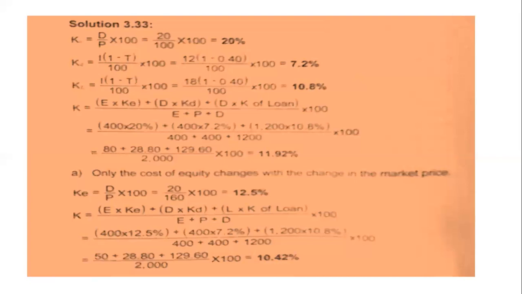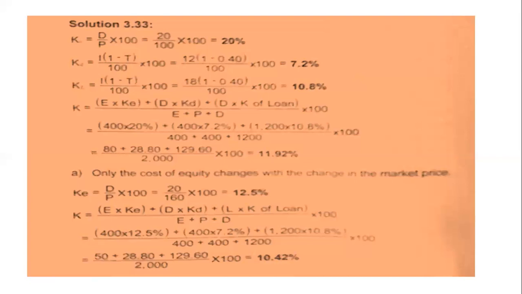And similarly, cost of loan, the same formula will apply. We have to apply I into 1 minus T, the same rate of tax. So I here in the case of term loans is 18%. So 18 would be the I value. So 18 into 1 minus 0.40 divided by 100 into 100, we'll be getting 10.8% as the cost of a loan. Now we have all the necessary information to calculate the weighted average cost first.